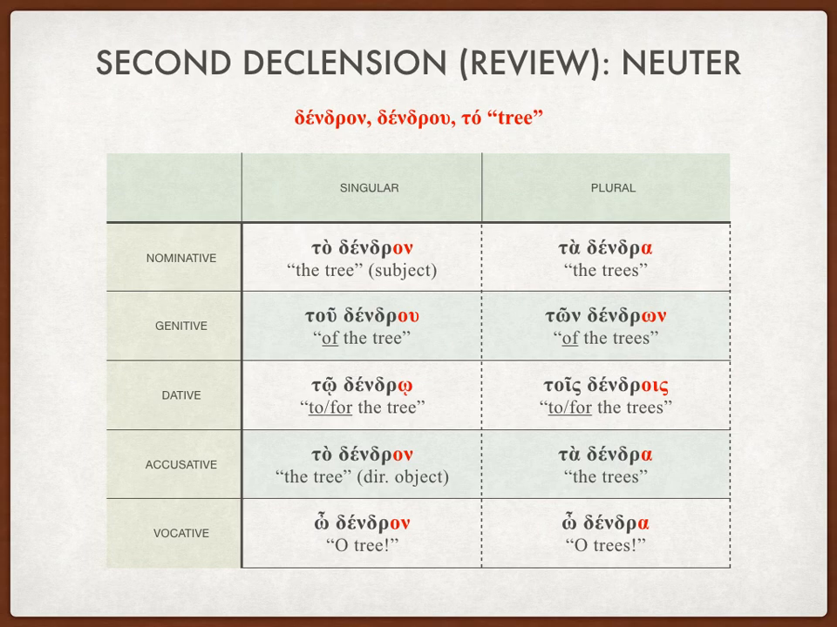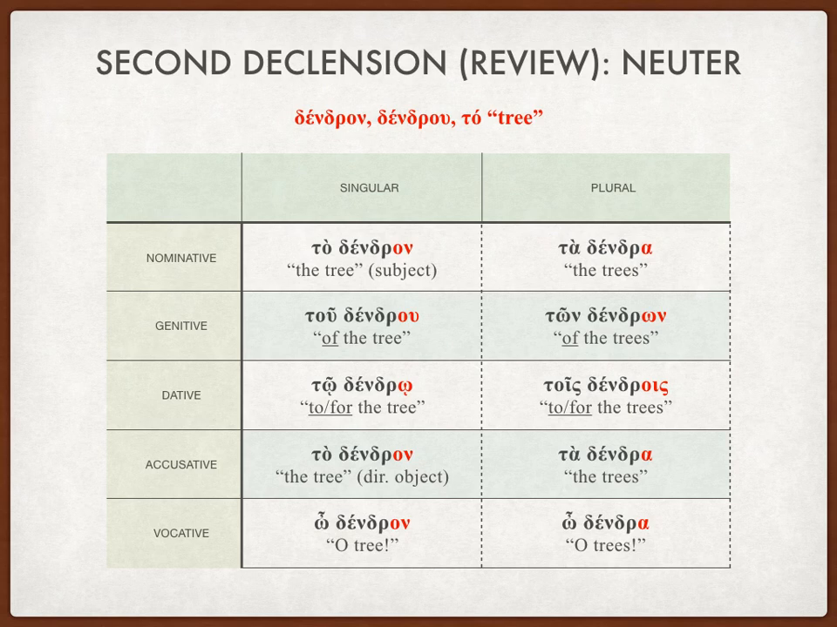Neuter nouns, you may remember, work a little bit differently, but they follow a similar pattern. They all kind of have that O sound in the ending, which makes them second declension. But the endings will be slightly different, as will the definite articles. So let's take tree, which is one of the nouns we saw before. The nominative and accusative are going to be the same: to dendron, the tree in this case. Tou dendrou, the genitive singular, of the tree, just like the masculine. To dendro, or toi dendroi if you prefer, to or for the tree in the dative singular.